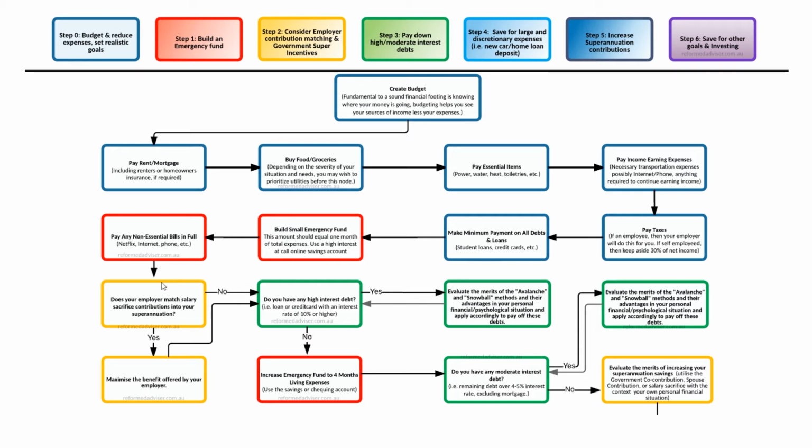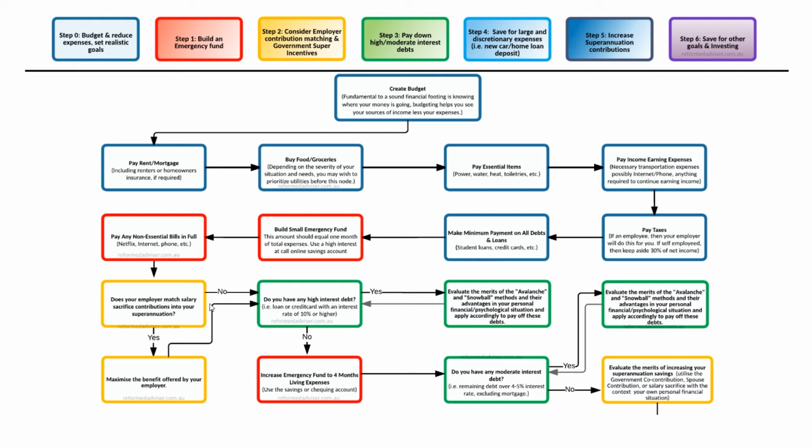From here, if you're an employee, you want to question if they match super contributions. So at my old job, they would match every dollar I put into my super each year up to $2,000. And this is where, if it was yes, maximize the benefit offered by your employer. If you have extra money, you're going to fall into this category. You're going to have a bit more money because they're going to give you free money.